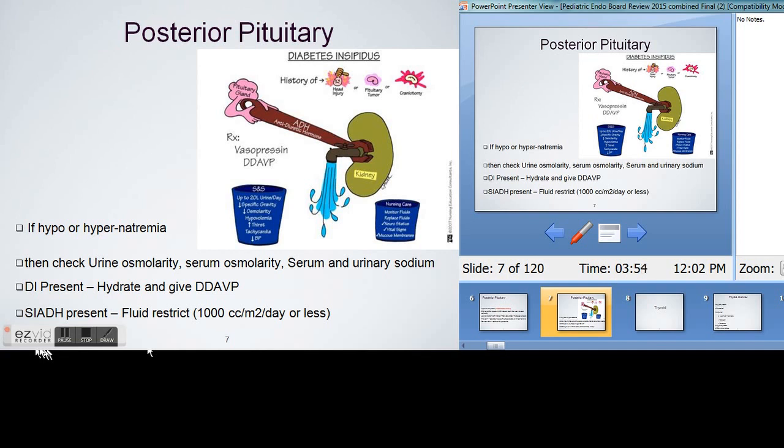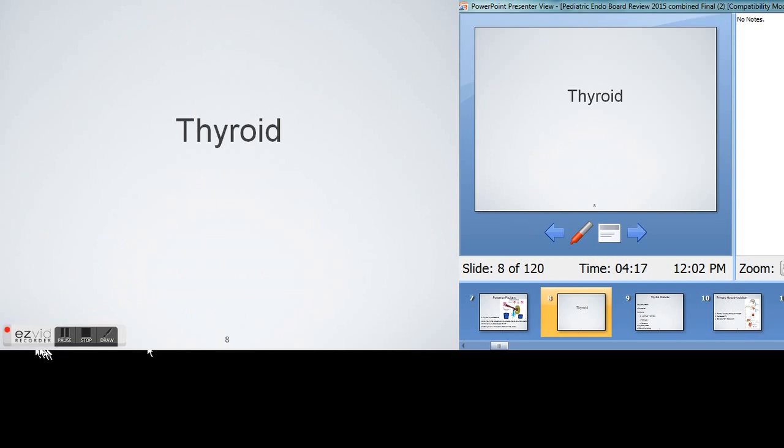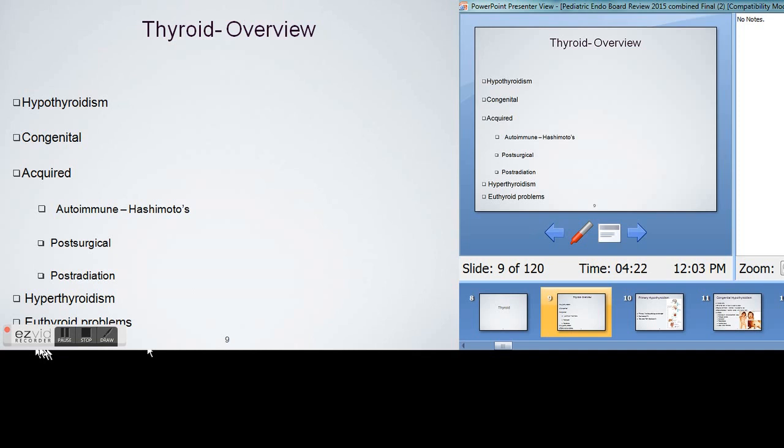If SIADH is present, then we want to restrict fluids. Usually we do insensible loss and urine output, or maybe 2/3 of maintenance for this patient. If you have central DI, then we want to give DDAVP, desmopressin, and we want to make sure we hydrate the patient. Remember, this is a water problem, so you need to give as much free water as you can.